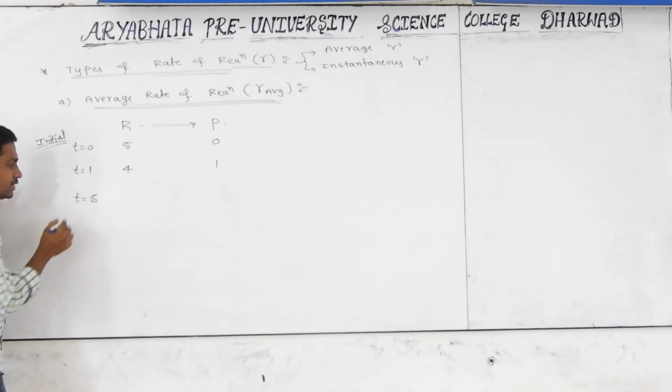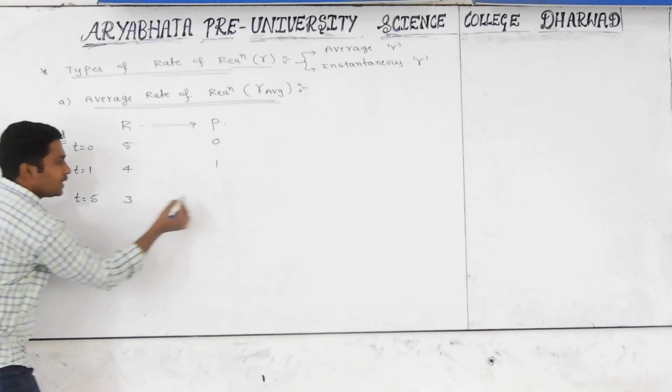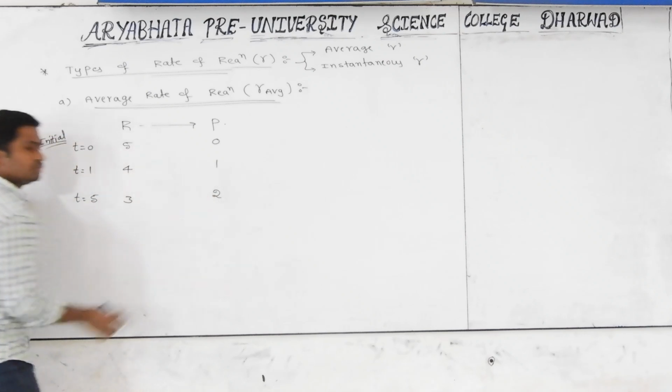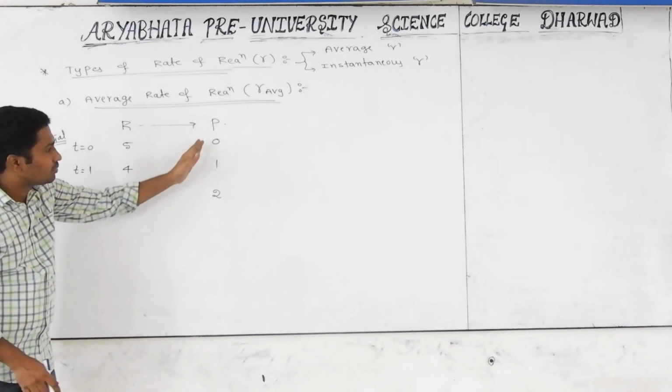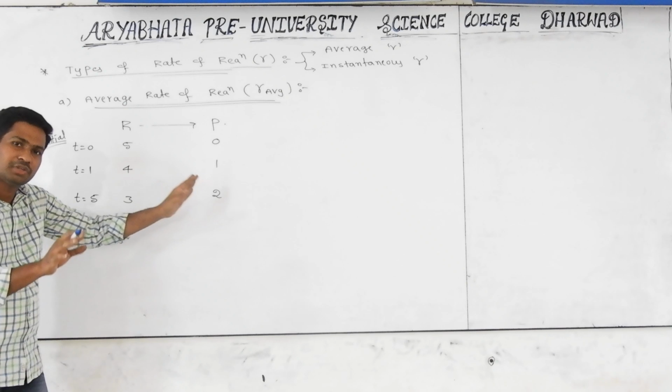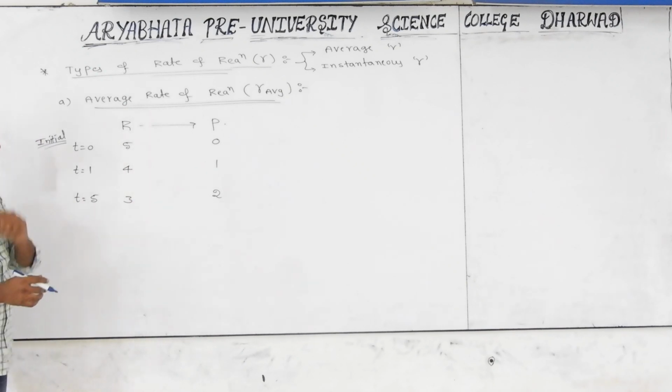So at time t equals 5 minutes, what I observed, this is like 3 and this is like 2. Finally, observe one thing. As the time is going on for the reaction, the concentration of the reactants is decreasing and the concentration of the products will be increasing. Already we know it is common for all chemical reactions. Okay, so what is the meaning of average rate of reaction?